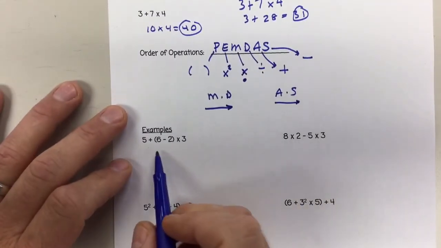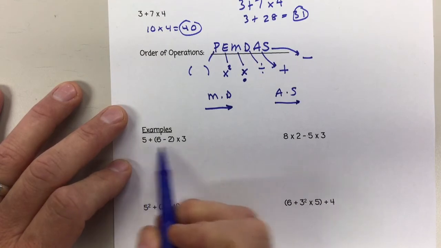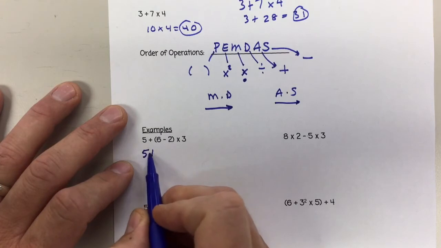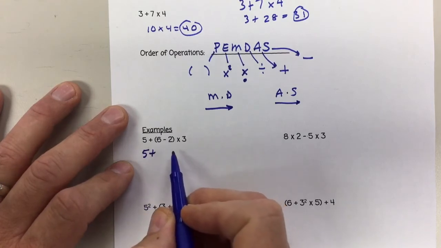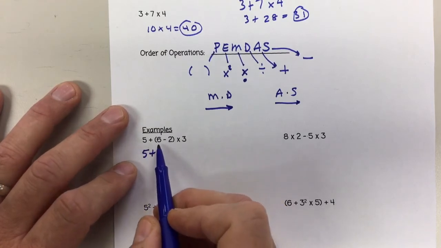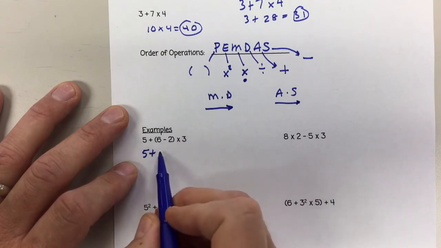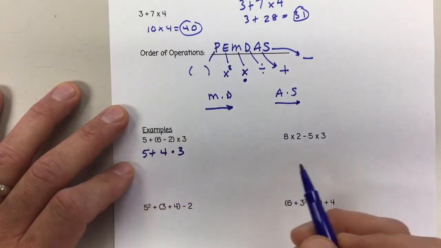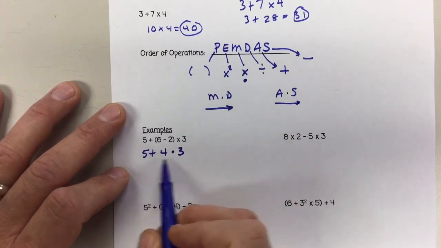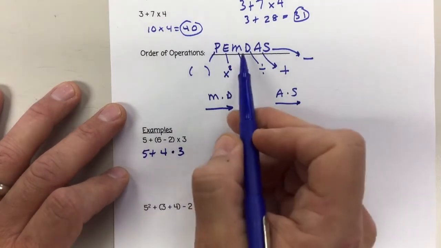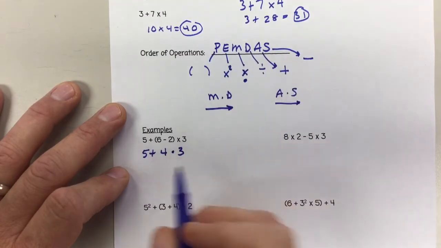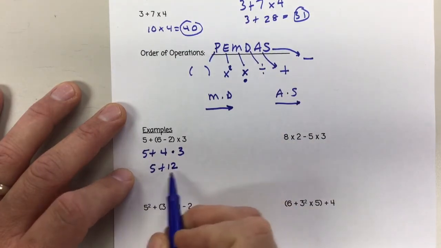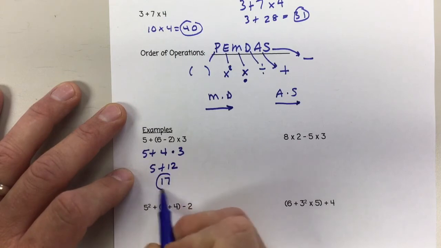So here's some examples. Obviously in this problem there's parentheses, so I would do that first. And it's not a bad idea to rewrite the problem every time you do a step. So first I'm going to do the parentheses, 6 minus 2 is 4, and then I'm going to keep the times 3, and I'm going to change the times symbol to a dot. Now I have addition and multiplication, so I would do multiplication coming before addition, so 4 times 3 is 12. And then I'd finish up with the addition, so 5 plus 12 is 17.